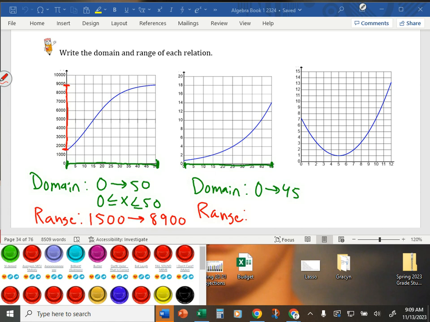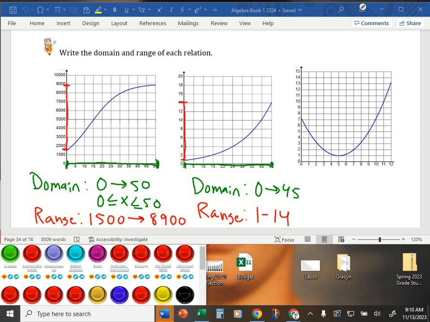For the range, look at that y-axis. What's the lowest value? What's the highest? 1 to 14. 1 through 14, right? The lowest it gets on the y-axis is about 1. And every value is included until we get to 14. There's no y value greater than 14 on this section of the relation. So the range would be 1 to 14.